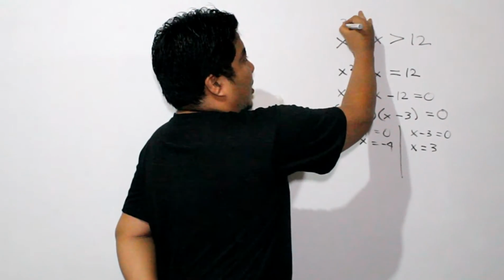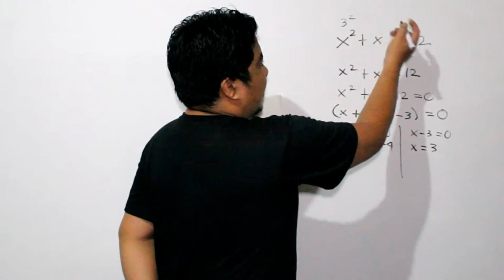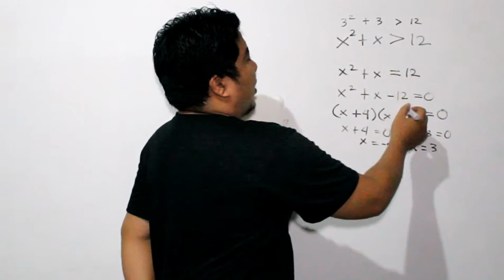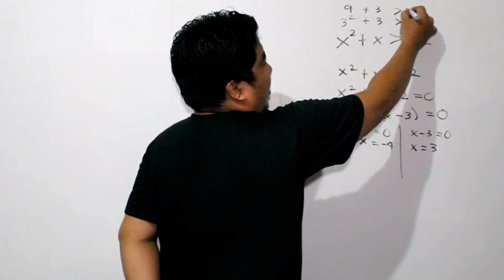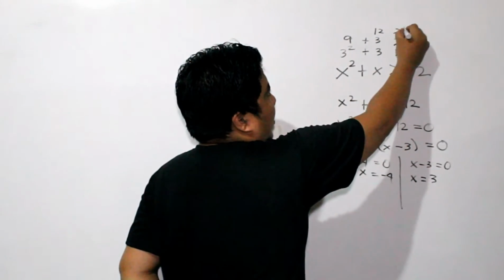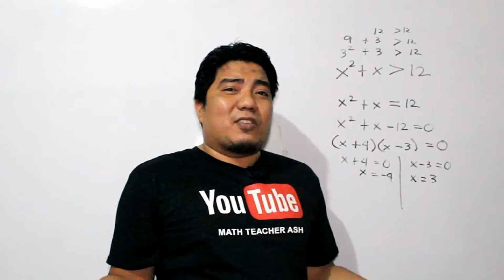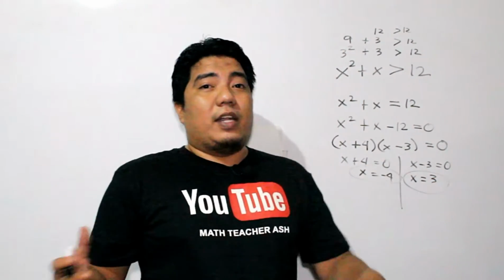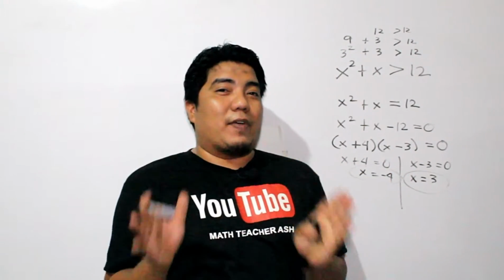So, I'll try to change x here as 3. So, that is 3 squared plus 3 is greater than 12. So this will become 9 plus 3 is greater than 12. And 9 plus 3 is 12, so 12 is greater than 12? That's not correct, right? So therefore, these answers are not your final answers. Yet, these are your boundaries for your final answer.